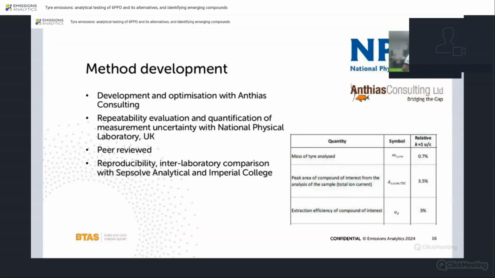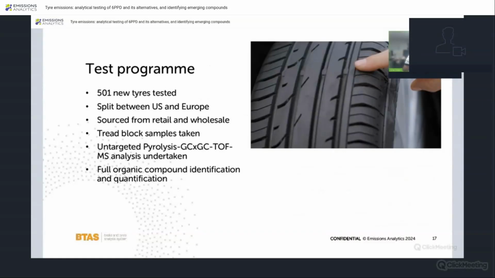And we did that, and that was really good, and we came back with a very positive result for us as well. And the test program which we run on these so far, we've run nearly 500 plus new tires within the US and Europe. So we've run a wide range of different kinds of tires, sourced in different places, just to see what's really in tires. And we tend to take the tread block of the tire and then try to see what's really in the tires.